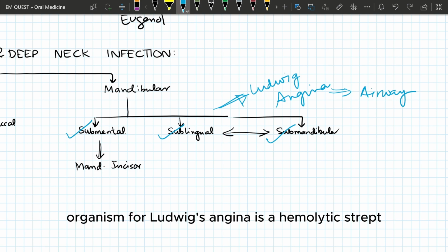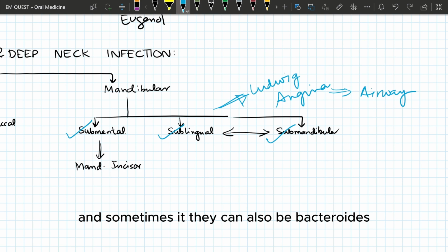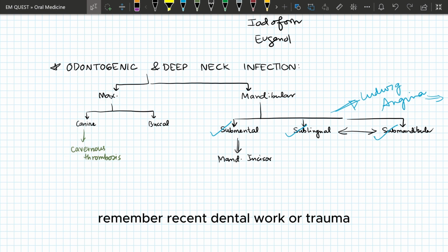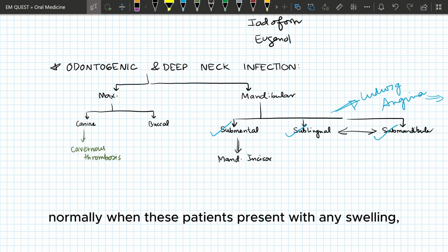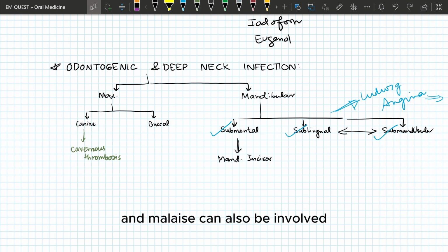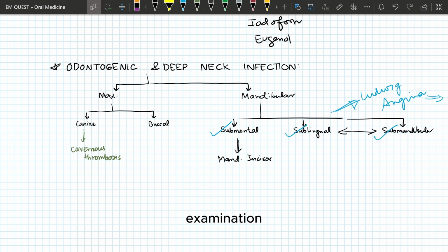The most common organism for Ludwig's angina is beta-hemolytic strep, but there can be a mixed staph-strep flora, and sometimes there can also be bacteroides, which is an anaerobe. Remember recent dental work or trauma, recent airway manipulation, IV drug use, and sinusitis. These are all predisposing factors for deep neck infections. Normally, when these patients present with swelling, tenderness, and erythema, and fever and malaise can also be involved, then we need to do a very thorough head and neck examination.